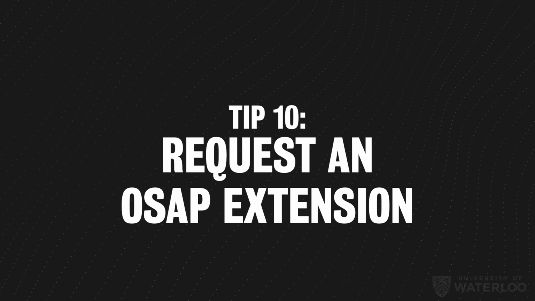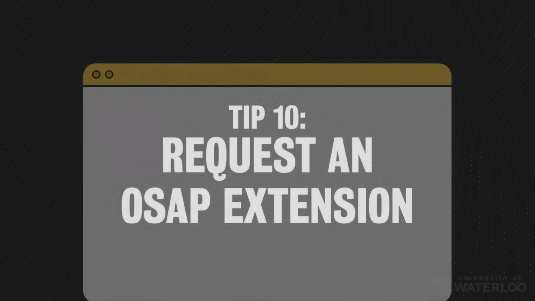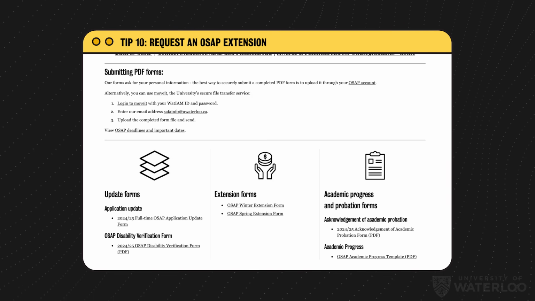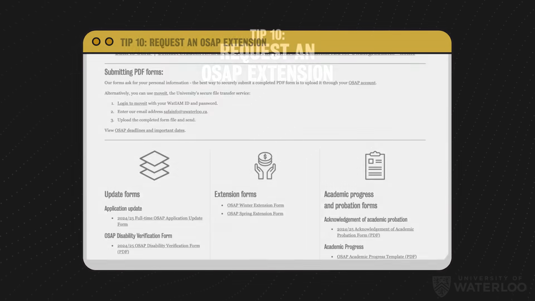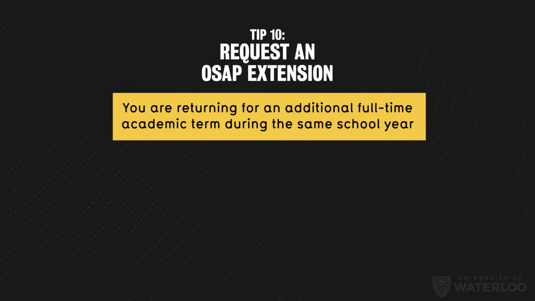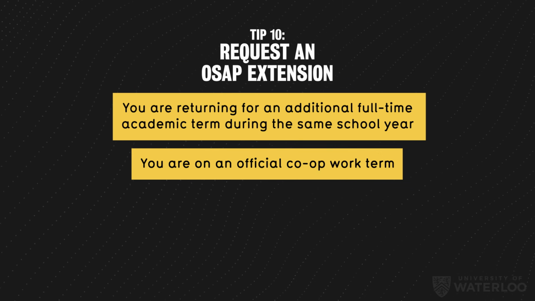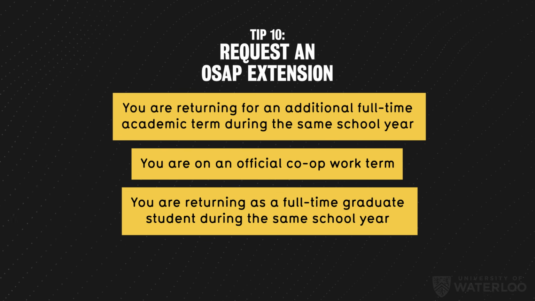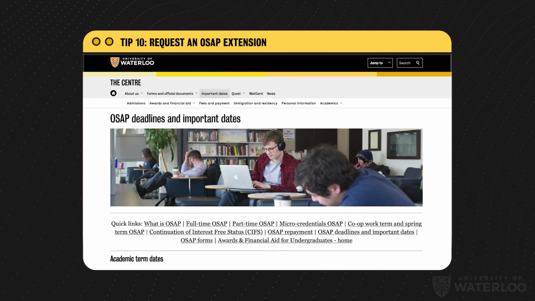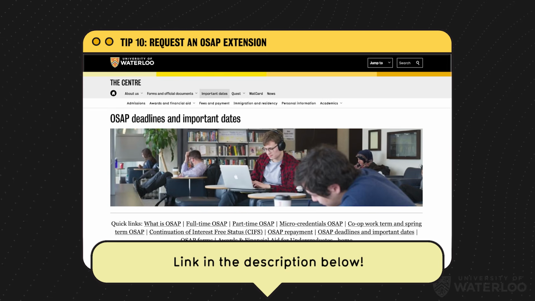Tip 10. Request an OSAP extension. If you already have a confirmed full-time OSAP application on file for the current academic year, complete the extension form to add another full-time term onto your current application if you are returning for an additional full-time academic term during the same school year. You are on an official co-op work term and wish to apply for additional funding for living costs. Or you have completed an undergraduate degree and are returning as a full-time graduate student during the same school year. Visit our OSAP Important Dates webpage to learn about extension form deadlines.